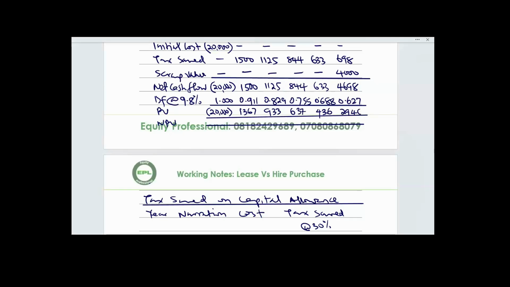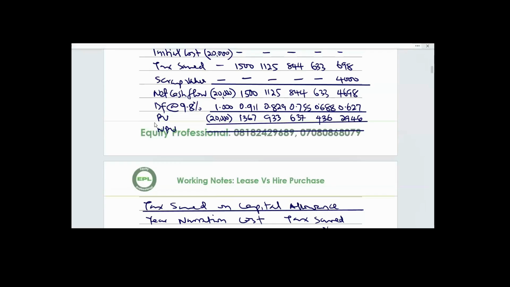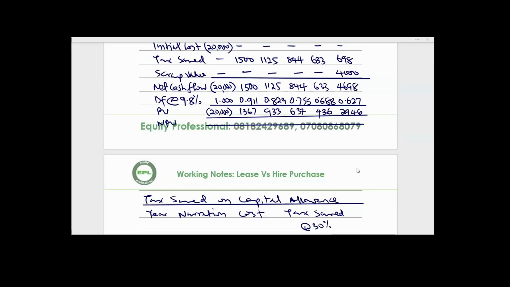Year 1. What happened to year 1? You said it's 1371. 1505 multiplied by 0.911. 1367 is correct. Year 1 is correct.